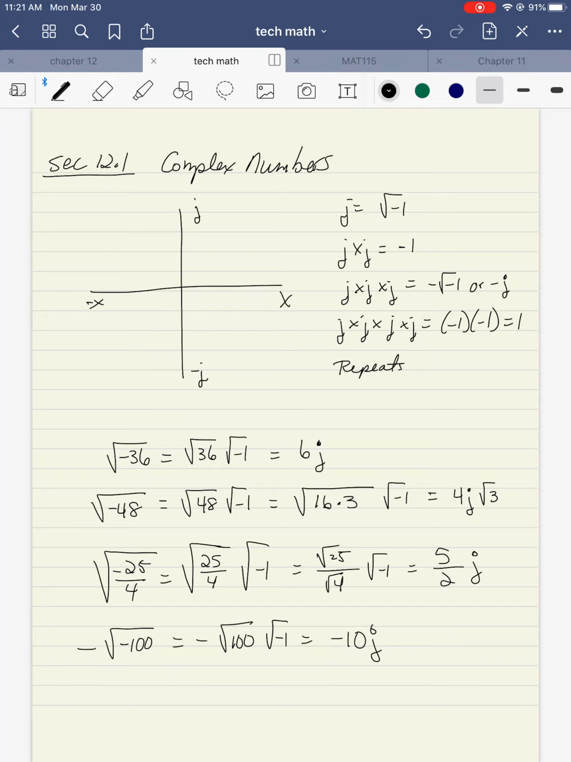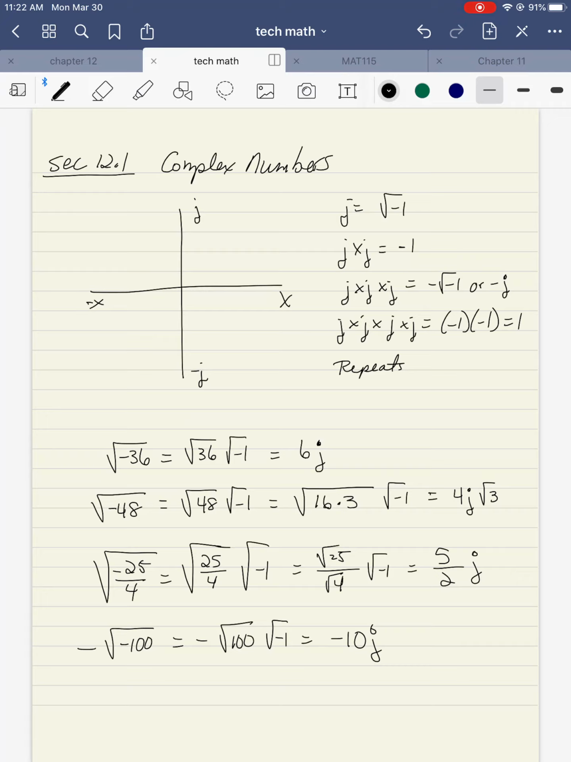The square root of negative 25 over 4 is equal to the square root of 25 over 4 times the square root of negative 1, which would be the square root of 25 over the square root of 4 times the square root of minus 1. The square root of 25 is 5, the square root of 4 is 2, and the square root of negative 1 is j, so there would be 5/2 j.